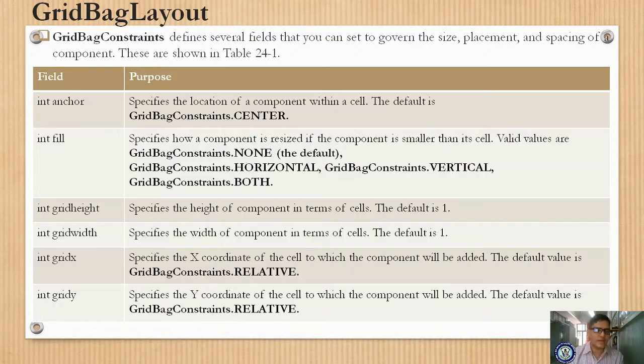Next, gridx and gridy specify the x and y coordinate of the cell to which the component will be added. Where the component is to be added, you are specifying. The default value is GridBagConstraints.RELATIVE, so it applies to either gridx or gridy.